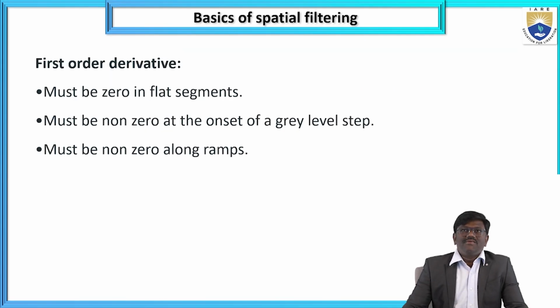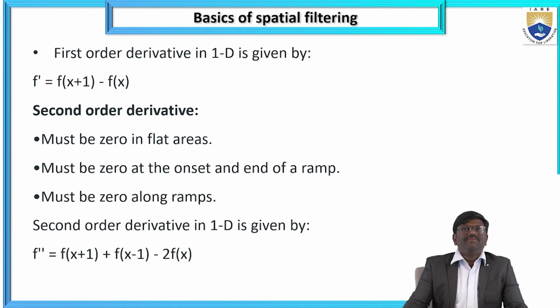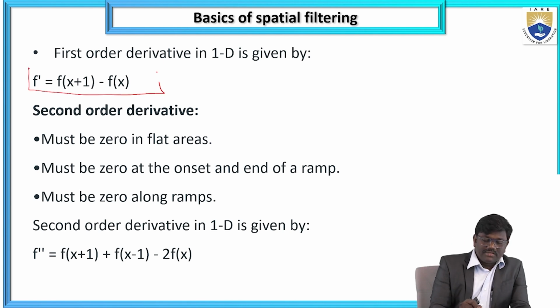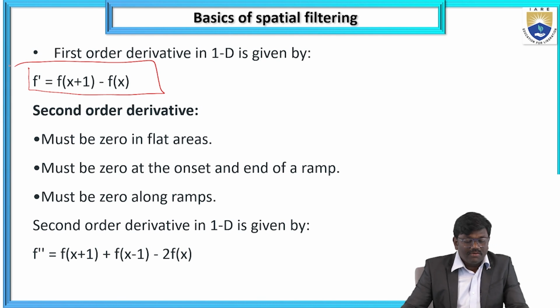The first order derivative of spatial filtering, we simply say, must be zero in flat segments, must be non-zero at the onset of a gray level step, and must be non-zero along ramps. These are the properties of the first order derivative, which in 1D is defined by the equation f dash equal to f of x plus 1 minus f of x.